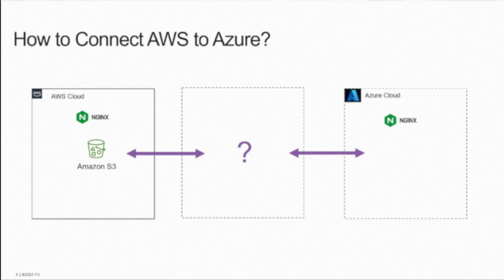So again, jump ball for the delegates. What are some of the traditional networking tools that you might use to connect two different networks that are in two different remote locations? I'll give you a hint. One of them starts with an I.